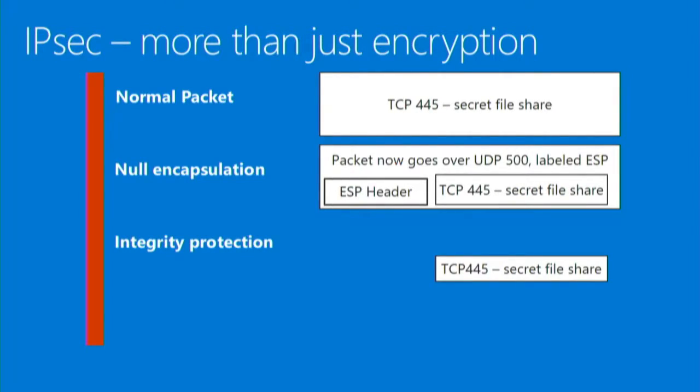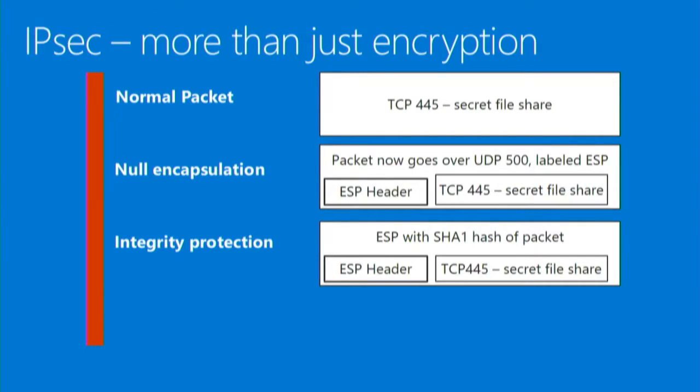So I take my 445, I put an ESP header on it, and then I do the SHA of the packet there. So what I do is I put a hash value.